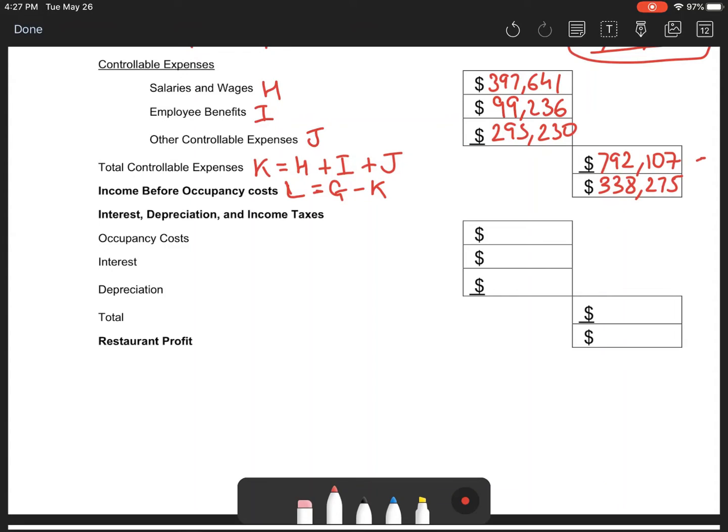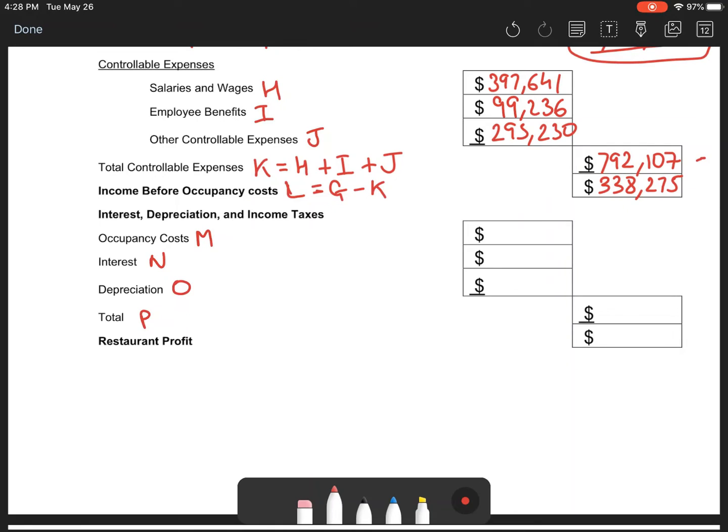Okay, but now you have your occupancy costs, you've got your interest, depreciation, and your total cost. And the total of all of that. So let's again give them alphabets to work with. We call this M, N, O, P. Okay, so let's put in the numbers.